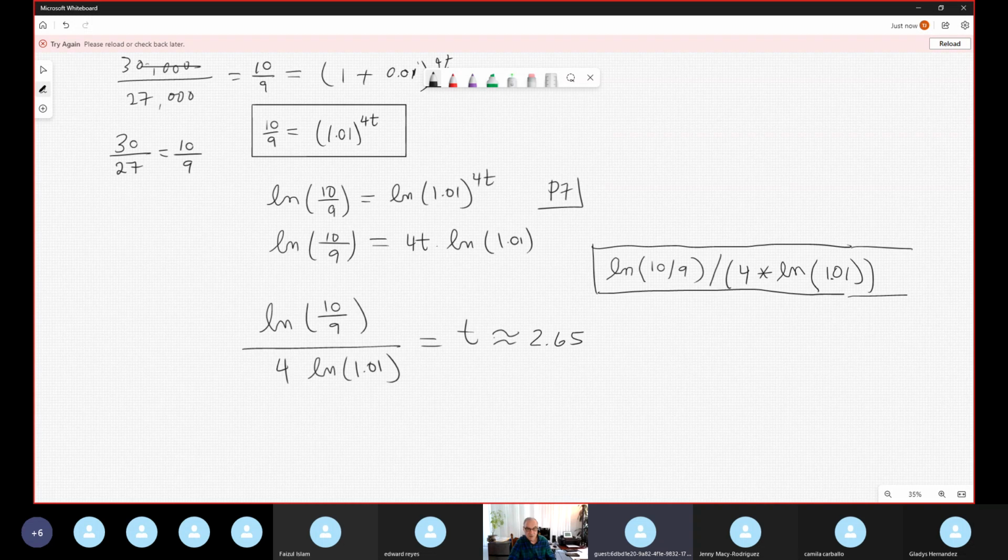2.65. 2.65 what? What does that mean? 2.65 money, dollars? What does T mean? Years. Very well. Actually, this is an estimation, so almost 3 years. In 3 years, for sure, you'll have a little bit more money to buy the car.